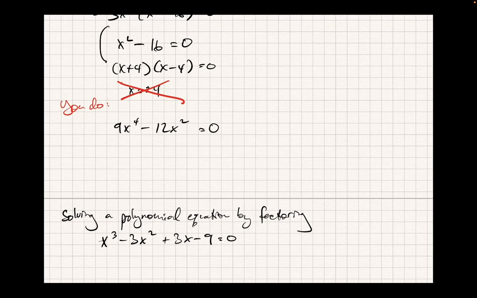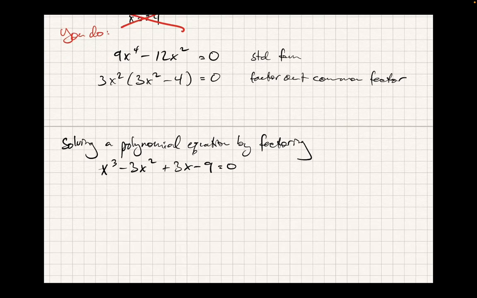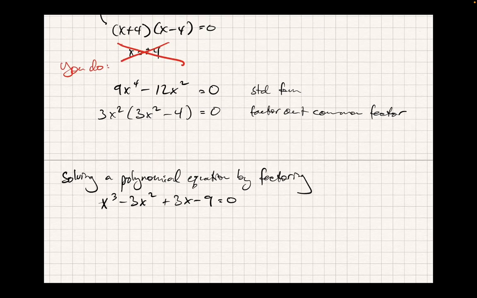So here's your 3x squared times x squared minus 4. This was factor out common factors. This was standard form. It doesn't necessarily have to be the greatest common factor? I would say factoring out the greatest common factor makes it as easy as possible on you.